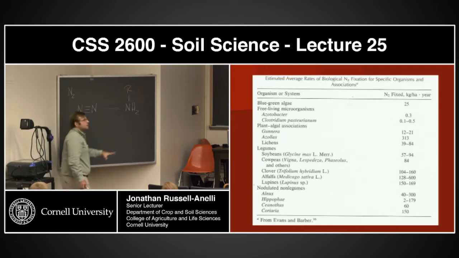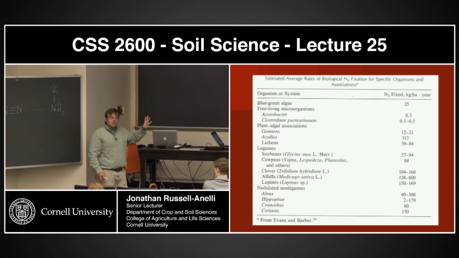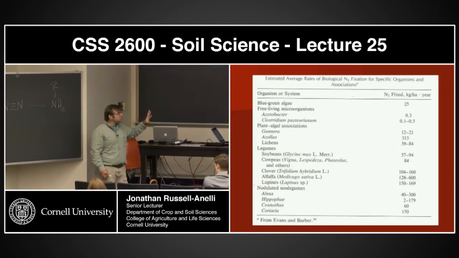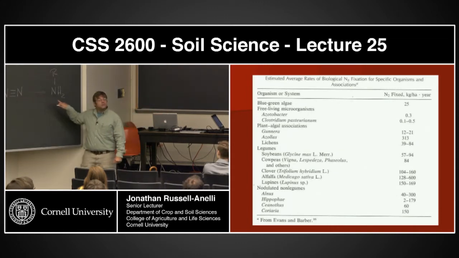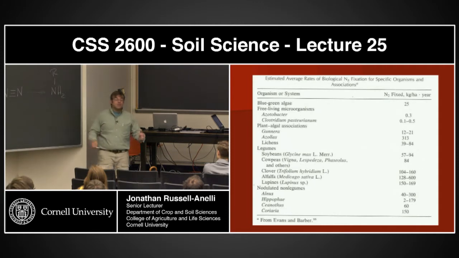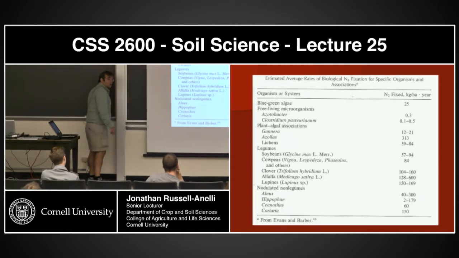So as a result, I don't know if this is actually the result, but it turns out there are very few species of organisms, compared to the large pool of organisms on the planet, that can do nitrogen fixation. Now, some of these are free living. Some of these live in symbiotic relationships with other organisms.